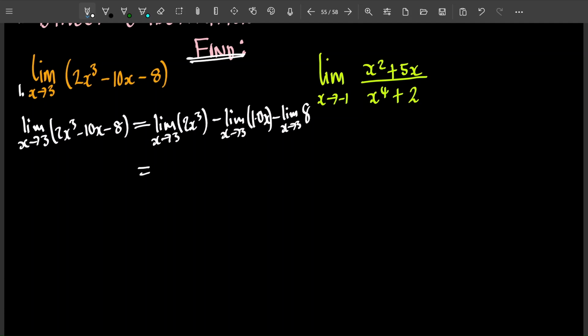Or we could have just done it in one step. Okay, I'll show you at the end. So here we're doing it step by step. Now what do I do when it's like this? I just start feeding in my limit.